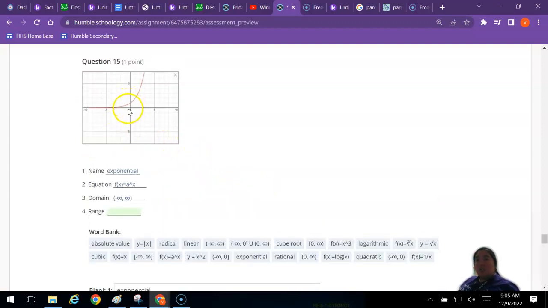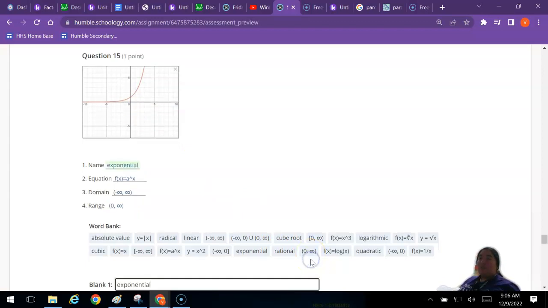Actually, it goes over 1 right here because it's still down here. What is it closest to? For y value, it's really close to 0. It's actually really, really close. So it can't touch 0 in this case. So it's from 0 to infinity.